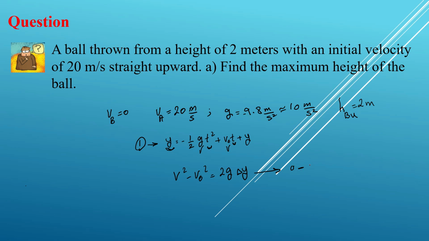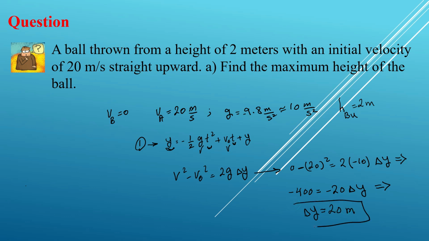And then the initial one is going to be 20 squared equal to 2 times, I'm going to say the acceleration is approximately minus 10, right? And then I don't know delta y, correct? So then this is going to be minus 400 equal to minus 20 delta y, right? And then delta y equals 20 meters, right? And this is going to be my answer for part A.